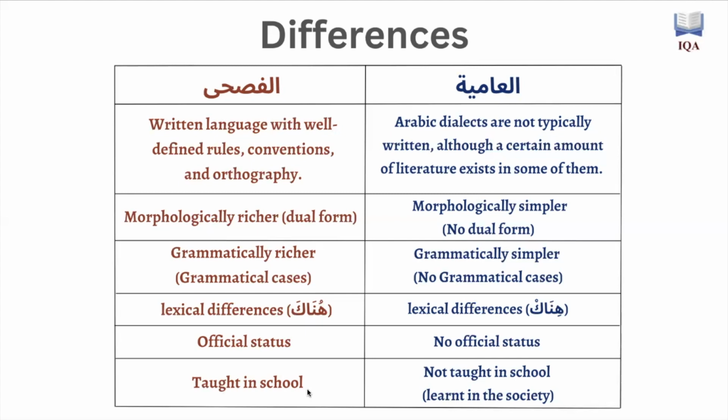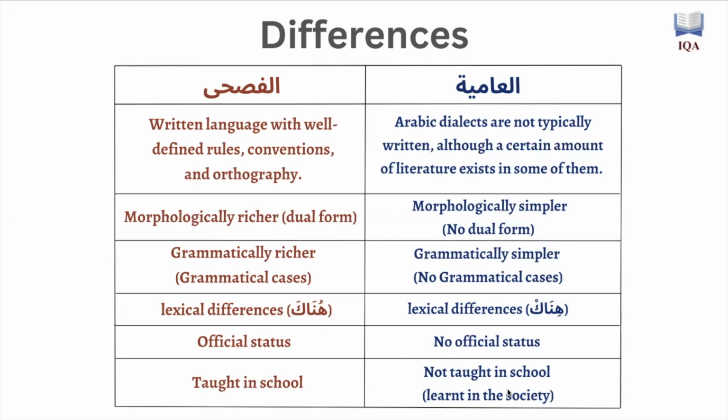And then likewise, one of the main differences also is that Fusha is taught in school. So obviously, Fusha is not spoken on a day-to-day basis. So Fusha is usually learned by Arabic speakers in their home countries in schools. So it's when people living in Arab countries go to school that they actually learn Fusha Arabic and this grammar system and this morphological system and how to write Fusha. While Amiya is not taught in school, rather it's learned in society.